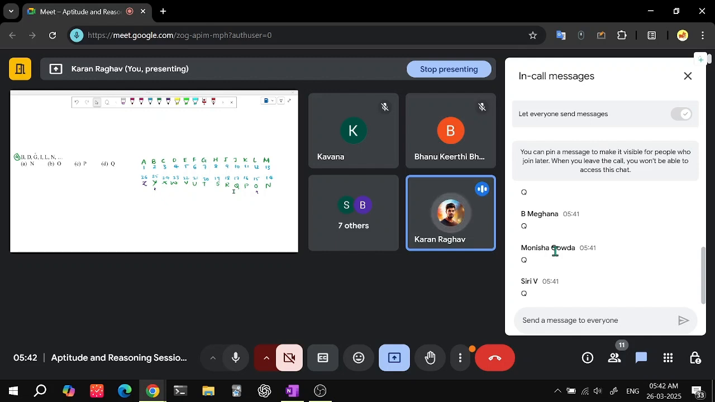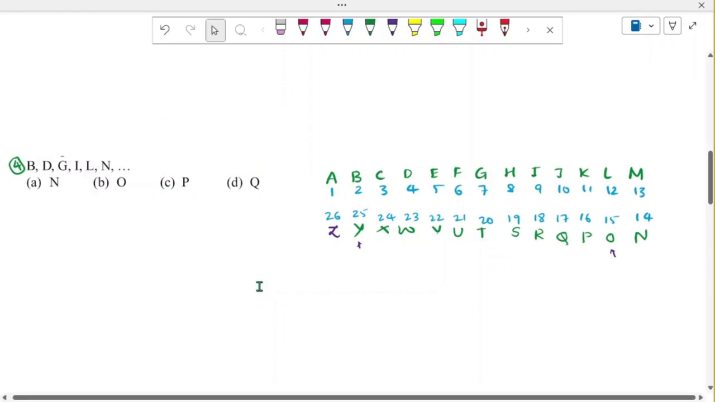You can solve this and tell me the answer. Again it's Q. Monisha says it is Q. Renuka Q. Okay, we'll check once. Meghna Q. Fine. We'll see.